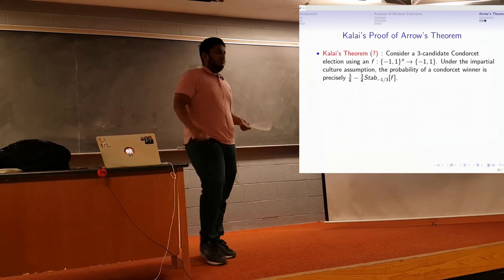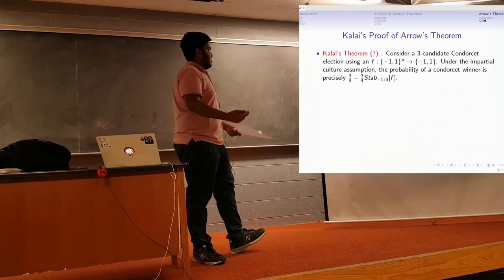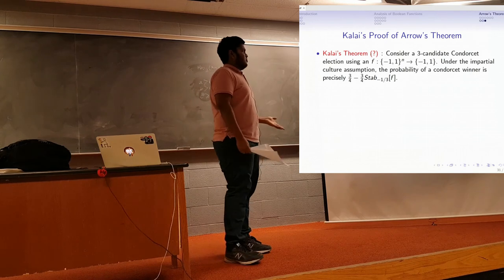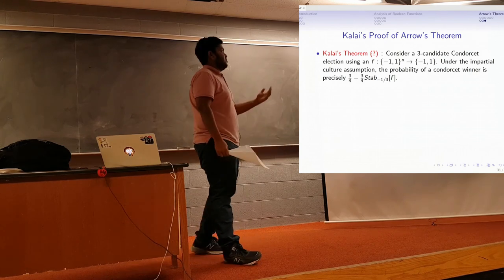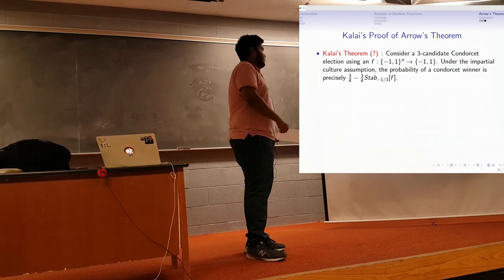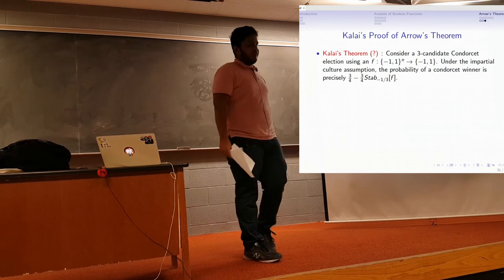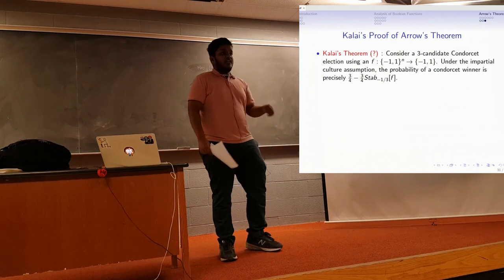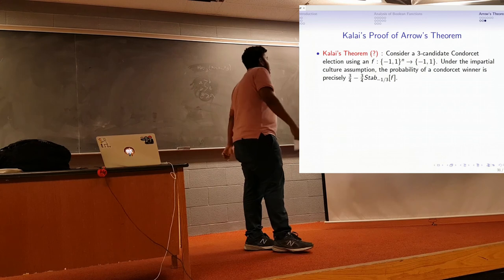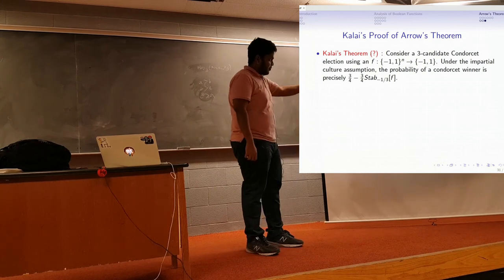And Gil Kalai, who is a computer scientist, proved this other theorem that implies Arrow's theorem. And he proved this in 2002 using techniques in Boolean functions that we just saw. And his proof says that if you have a three-candidate Condorcet election and you have the impartial culture assumption, which is uniformly random and independent votes from each voter, the probability of a Condorcet winner is precisely this expression.